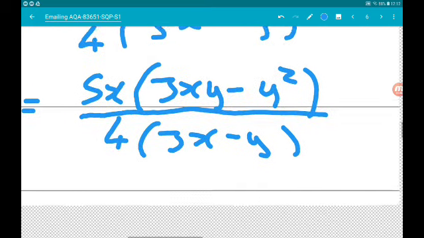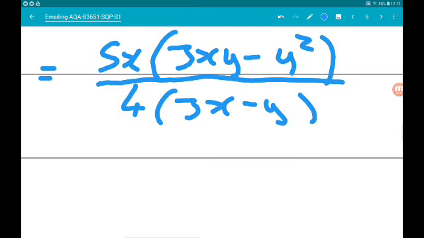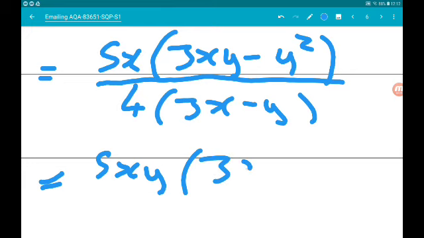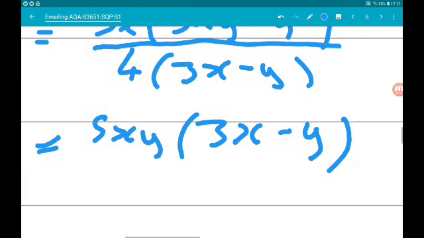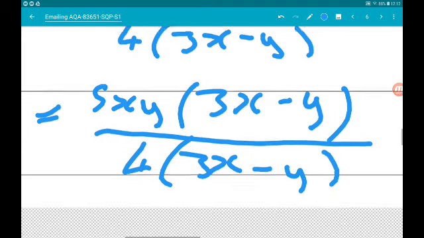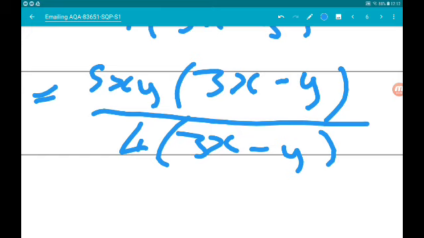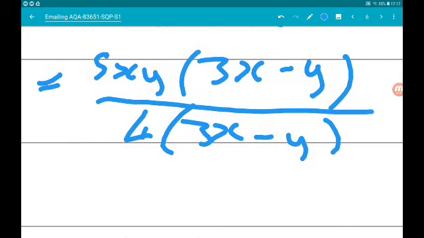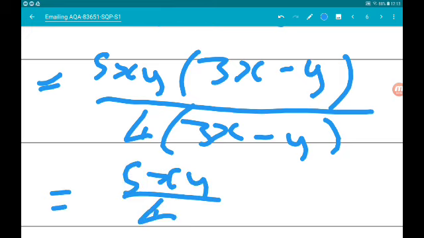Still a common factor on top of y. So if we factor that out, we get 5xy times 3x minus y over 4 lots of 3x minus y. Now the brackets are common to the top and bottom, so they cancel out. So we just get 5xy over 4. Cool.